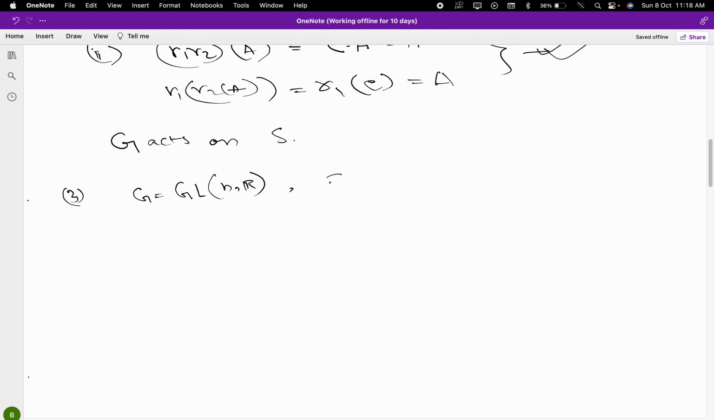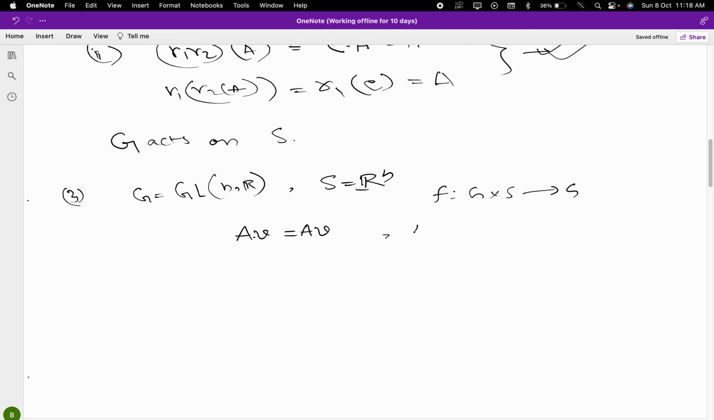And you take S to be R^n, the column vectors. How will you define this group action? How does G act on R^n? If you have any element A in G, and any element V, a column vector in R^n, then A dot V goes to simply AV, right? That means you have a function from G cross S to S.